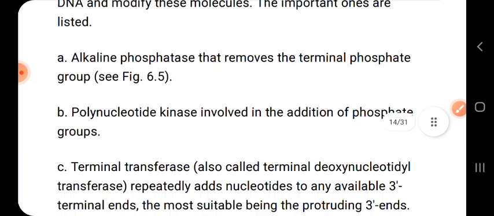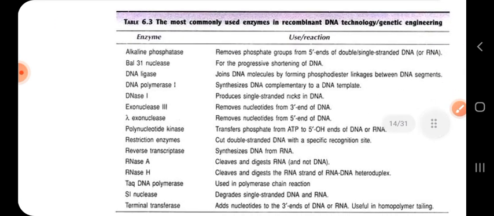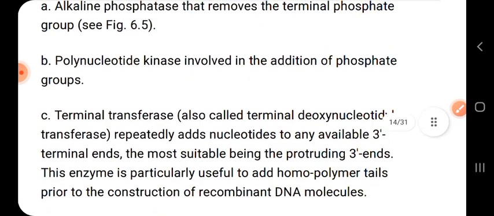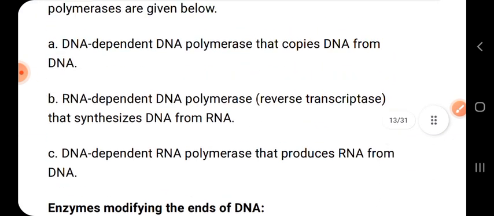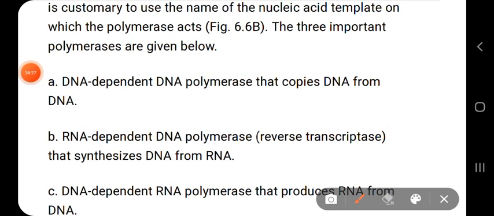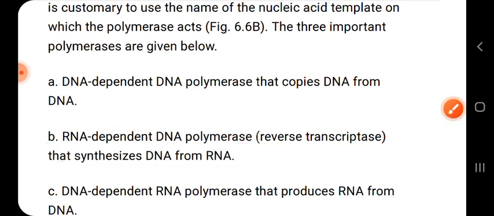Now there are also some other enzymes as well that we have said, and some of these enzymes have been listed here. Like I have said about this RNA dependent DNA polymerase, which is also called reverse transcriptase. They use RNA as a template to synthesize DNA. Now this can be extracted from virus, RNA retrovirus.